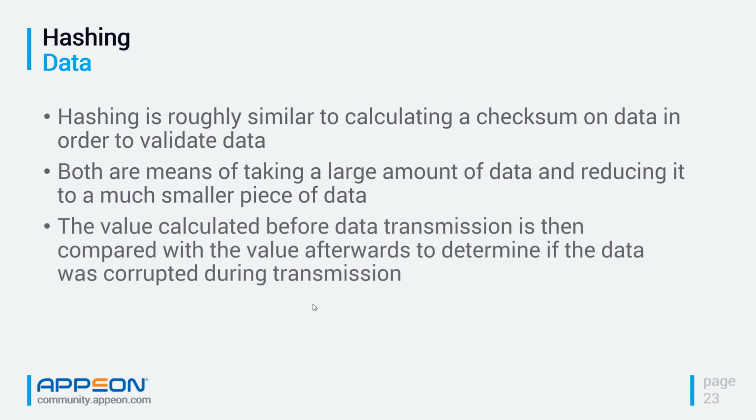So if you're going to be transmitting data to somebody, you can hash the data and take that hash value, and when you give the person the data, you can give them the hash value as well. When they receive the data, they calculate a hash value for the data, and they compare it to the hash value that you said it would have. If the two hash values agree, that means they got the data without it being corrupted.